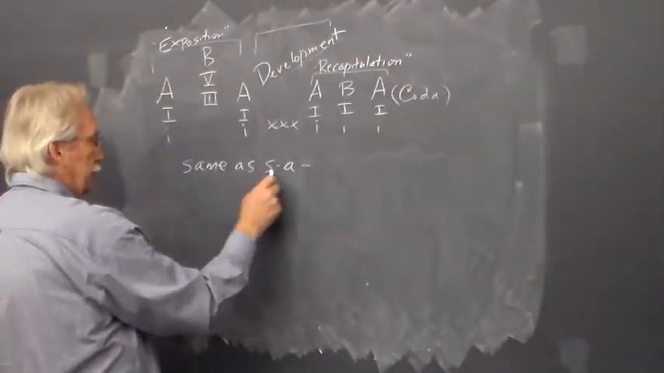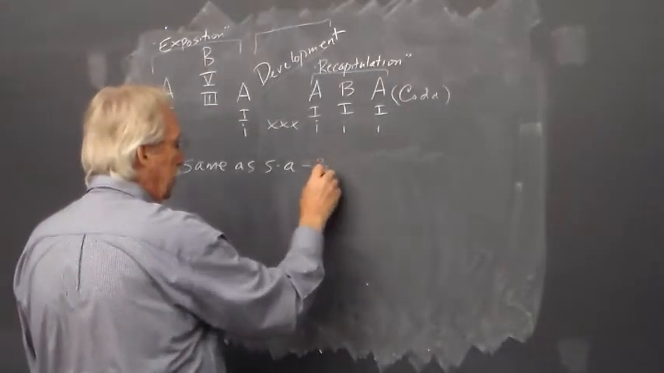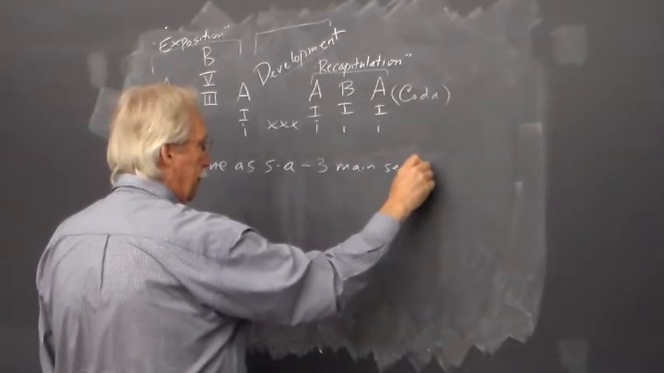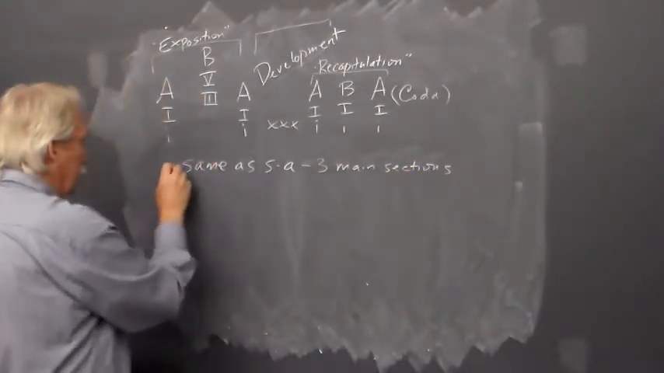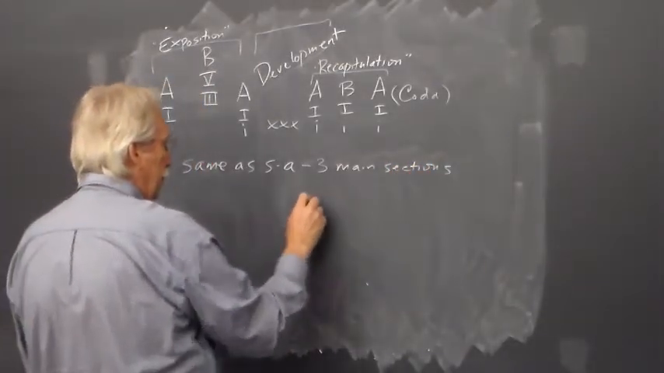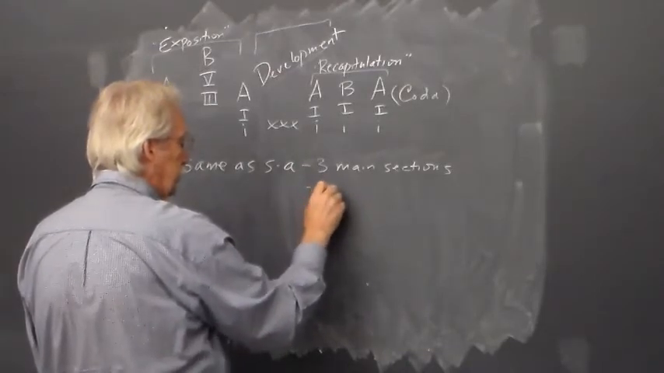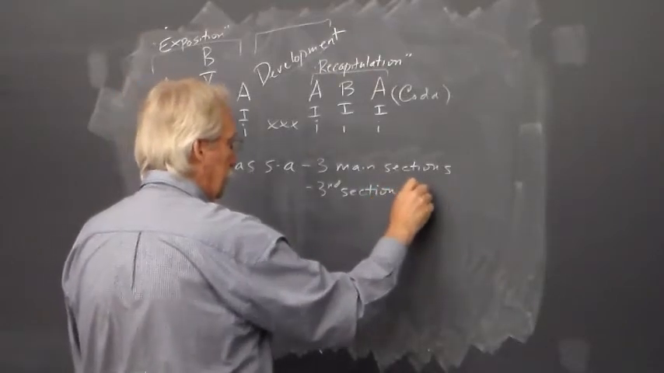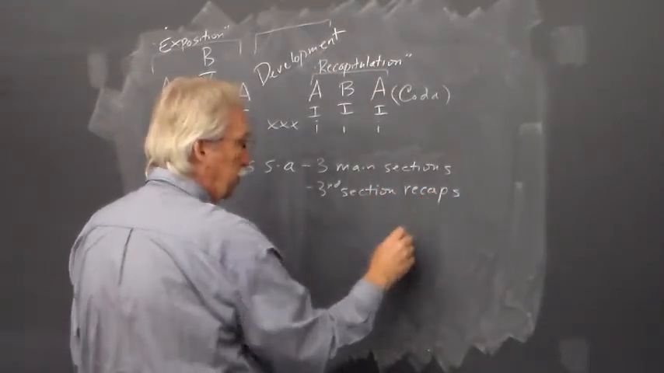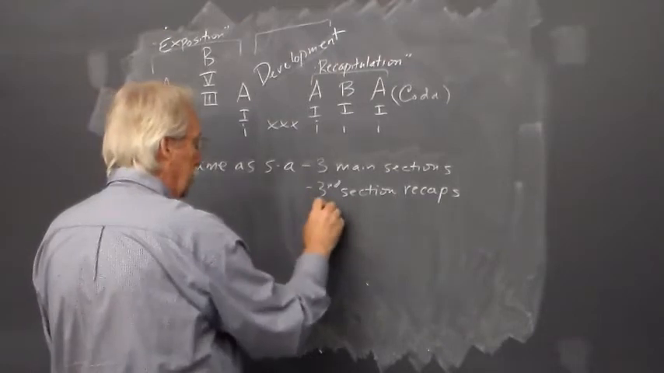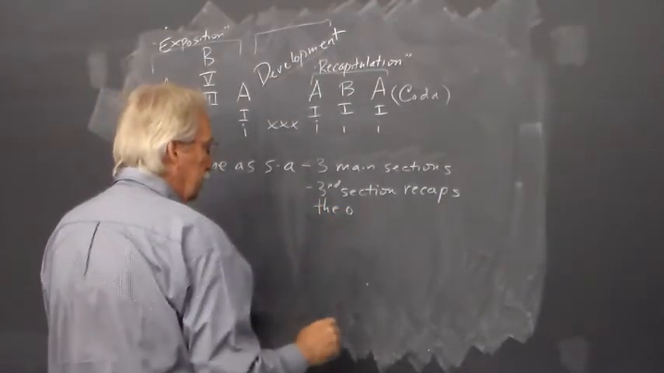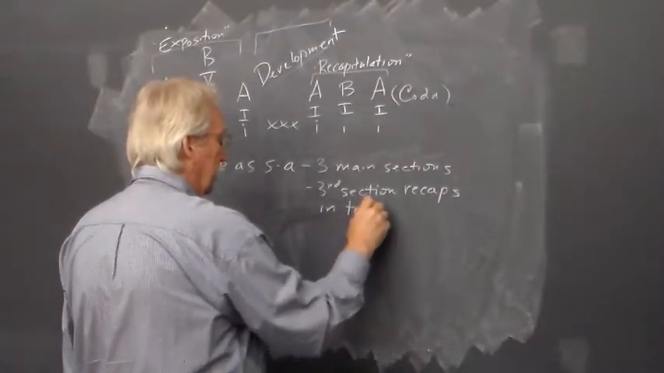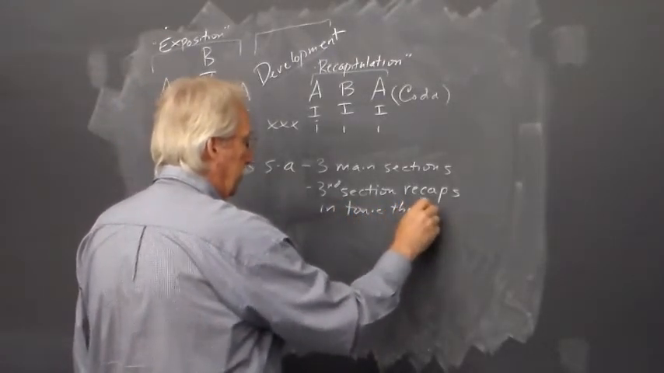So, same as sonata-allegro, three main sections, with the third section recapitulating, now let's do it this way, recapitulating in tonic the first section.